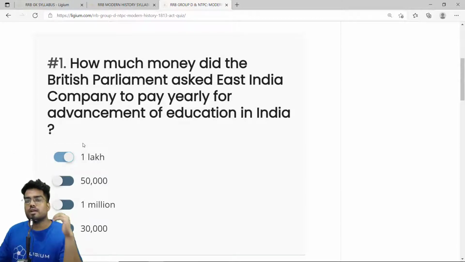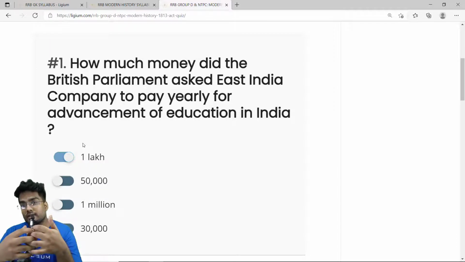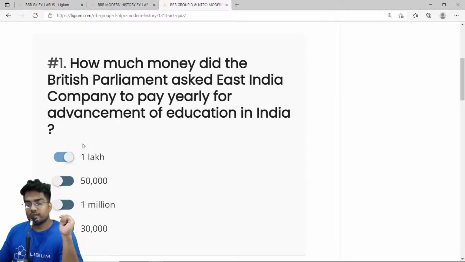Okay, so the idea was that every year the East India Company was asked by the British government for the advancement of Indian education, and at the same time Indian arts and culture. There must be a sum, and that sum was 1 lakh. 1 lakh was earmarked for the development or the continuance of Indian art and culture and even education. So the correct answer is 1 lakh.